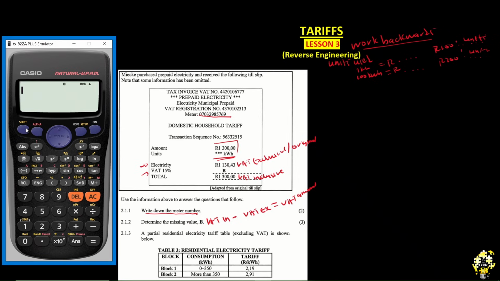So let's come to our calculator and say shift 93 equal to, yes, of course. So if we say 1,300 and we subtract the original amount, we should get the VAT amount. So 1,300 minus 1,180.43, you should end up with the VAT amount, which is 169.57. There are other ways of doing this, but the answer is supposed to be the same.